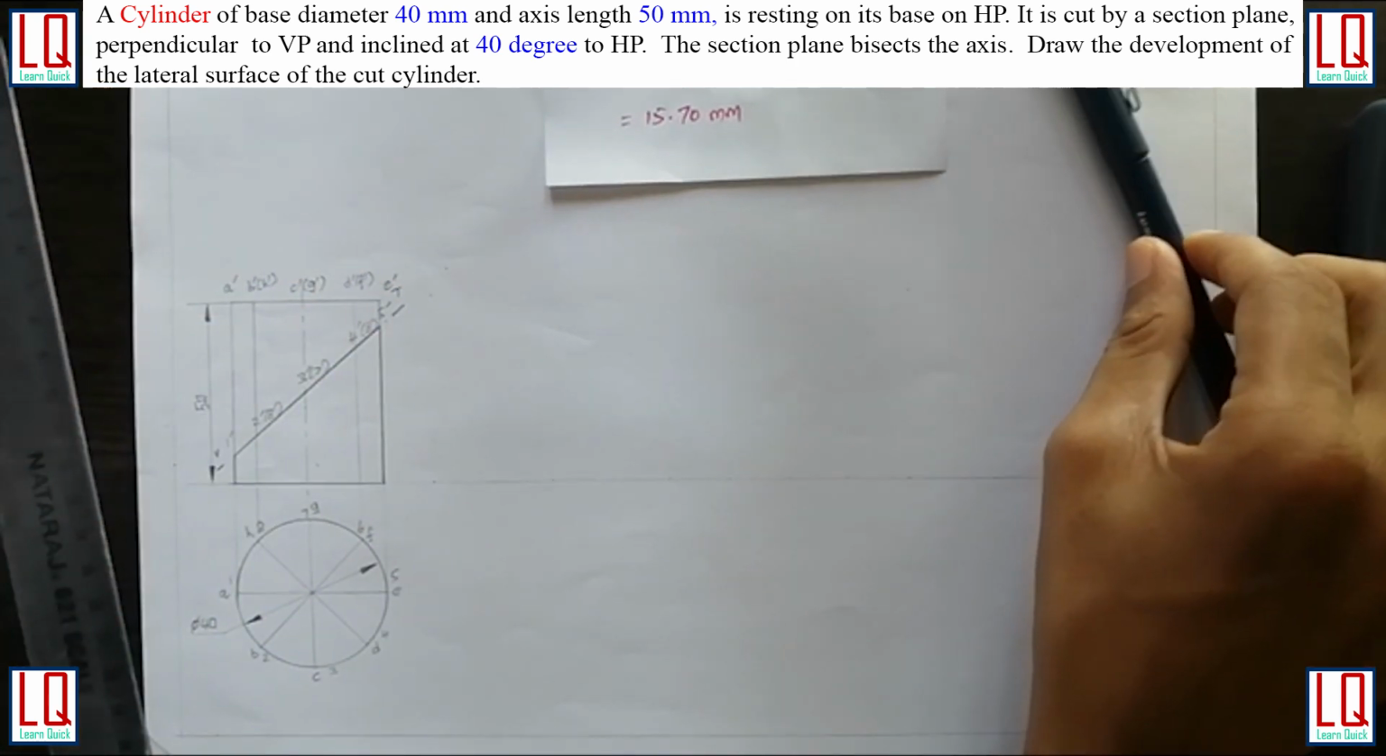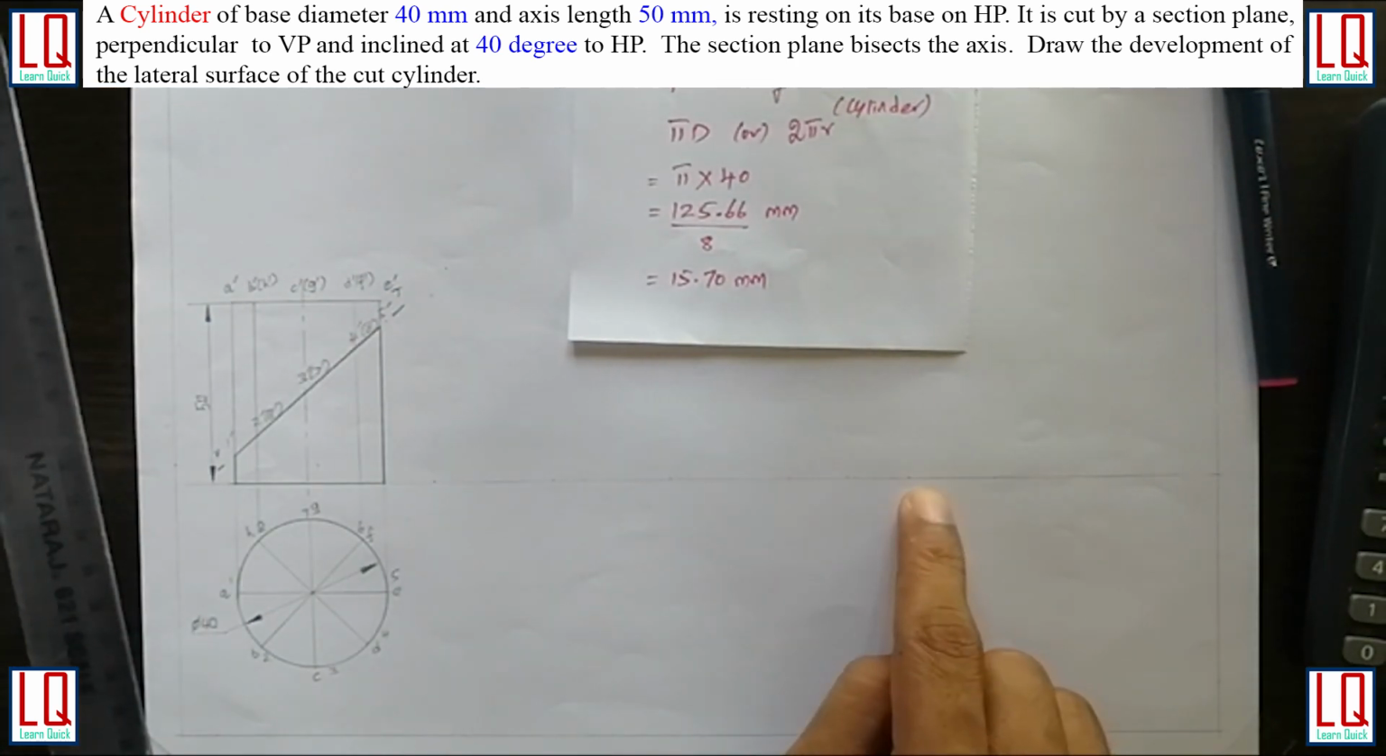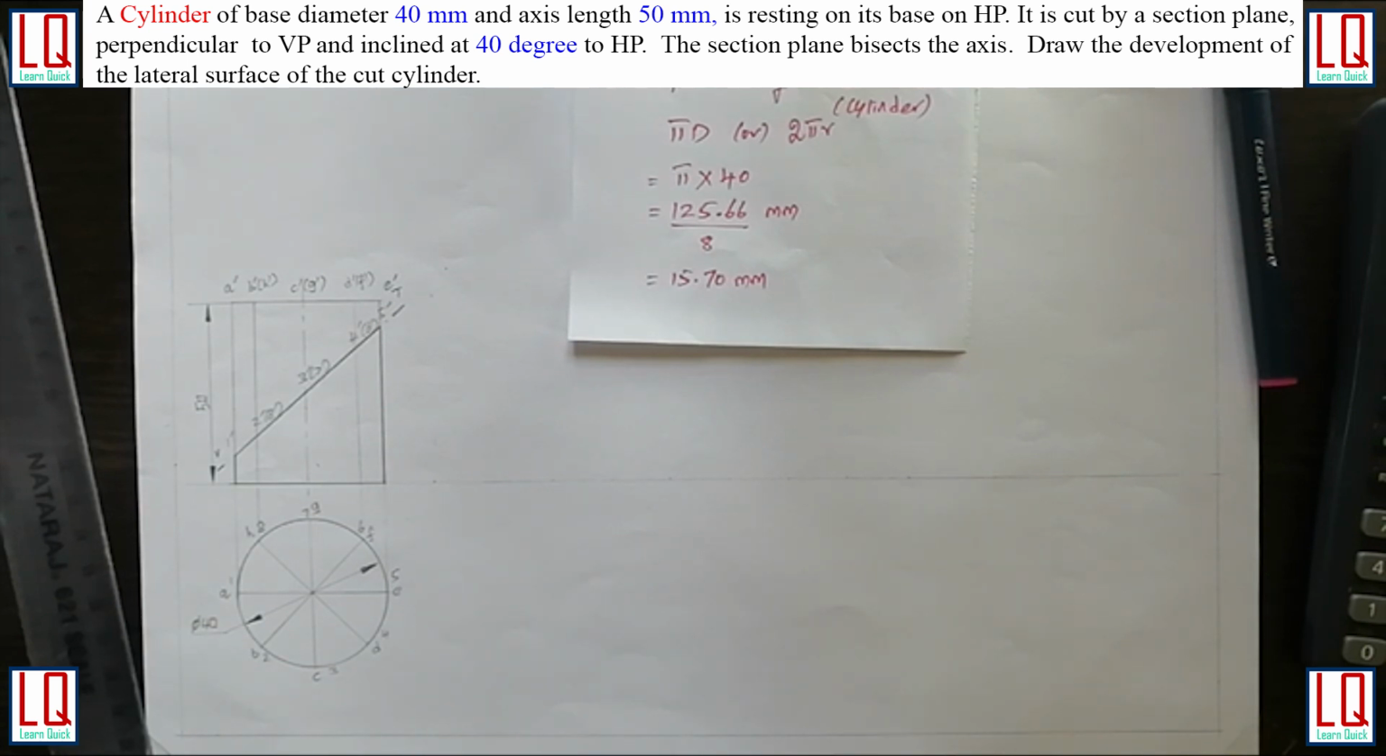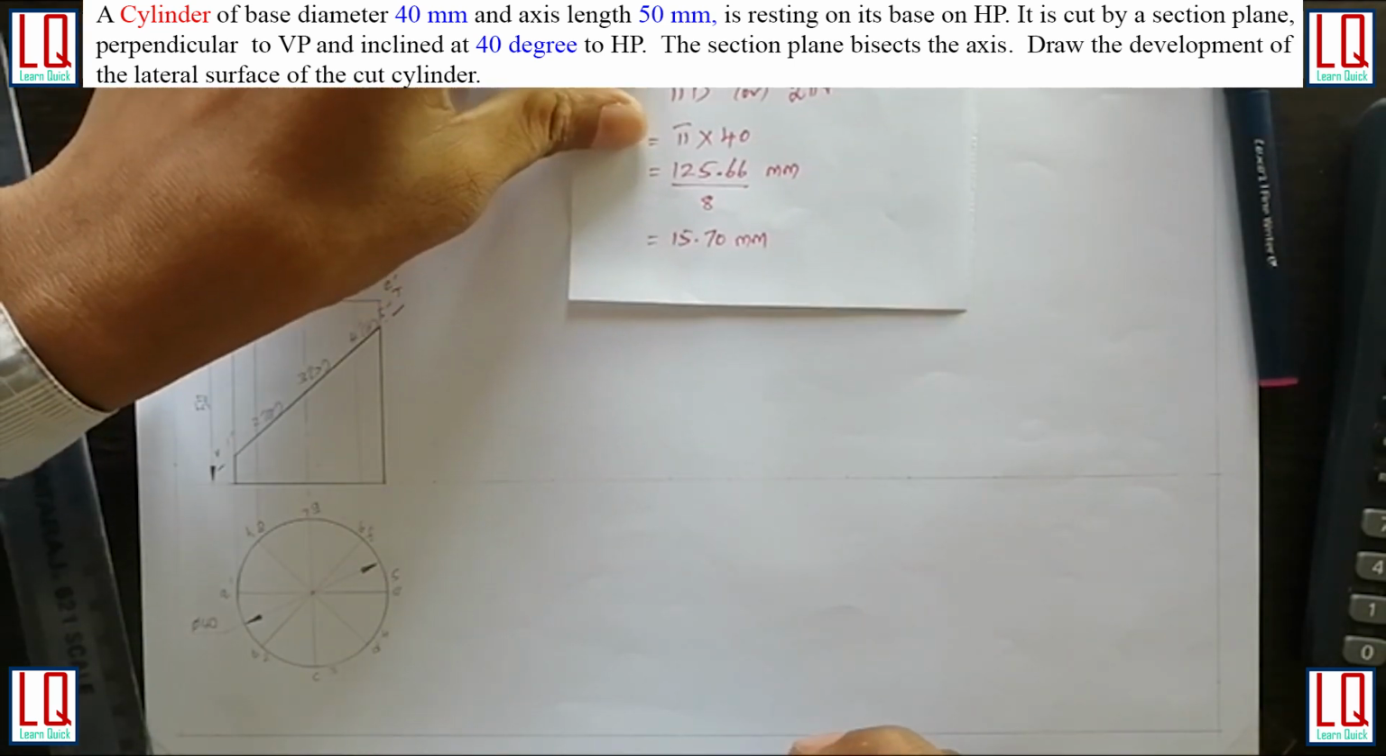So now you can ask me, how am I going to plot 15.7? To do this, you can use the geometric division method. The geometric division method has been explained in our previous video, on diagonal scale or plain scale. You can check the video in our description link.